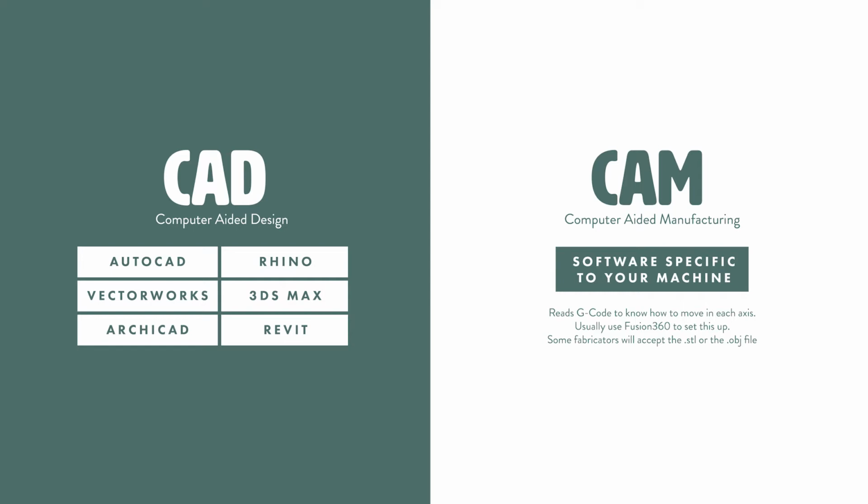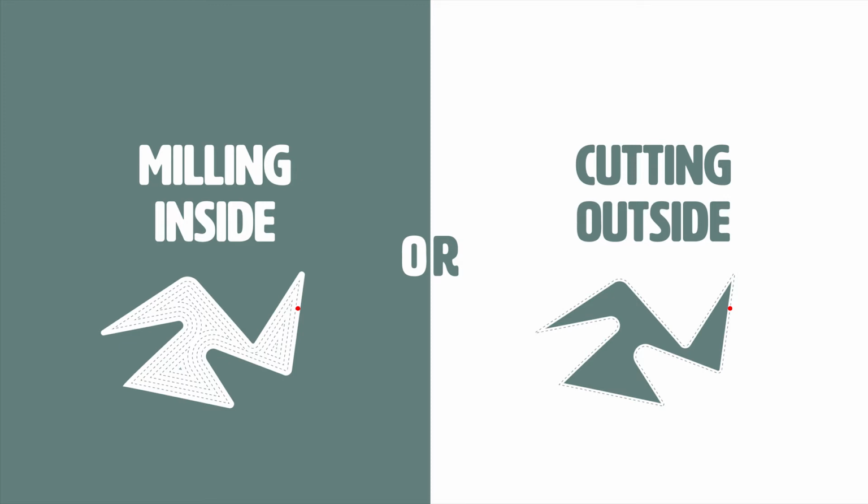But the most common types are usually an OBJ or an object file, or an STL, a stereolithography file, or even a DXF file. We'll have a look at how to create each of these in just a moment. First, let's look at the basics of CNCing. So we've got two different ways of thinking about it. We've got either milling or cutting.